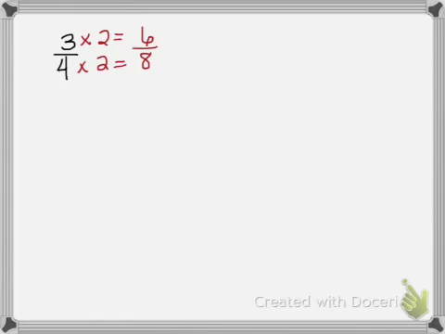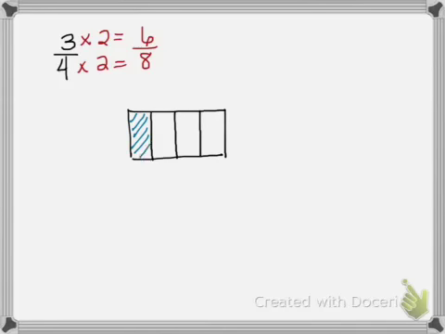Now let me show you what we just did using a picture. So we all know that when we're dealing with a fraction, our denominator tells us how many pieces we have, and our numerator tells us how many of those pieces are shaded. So here we have 3 shaded pieces, okay, out of 4 total pieces.